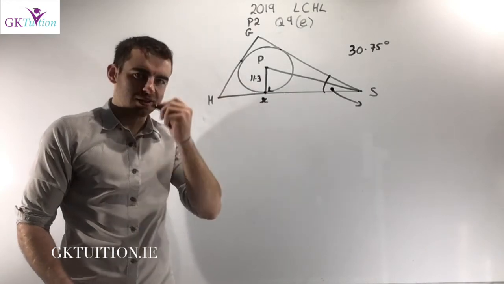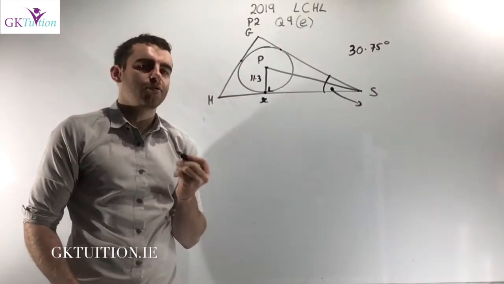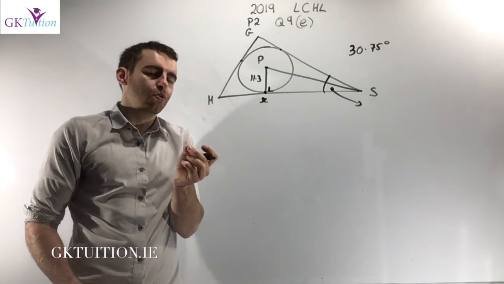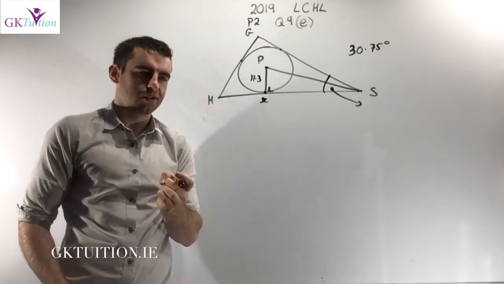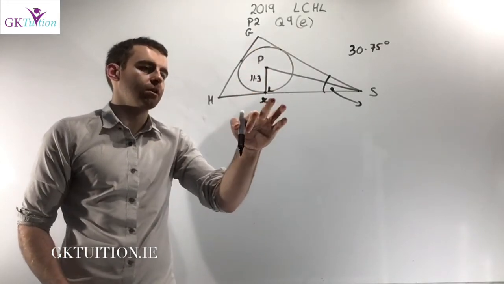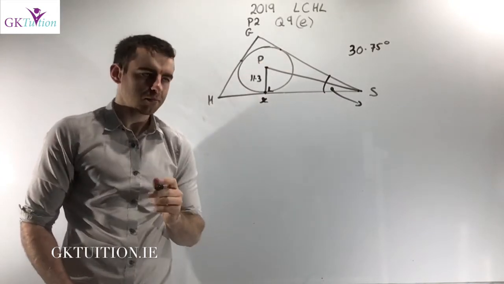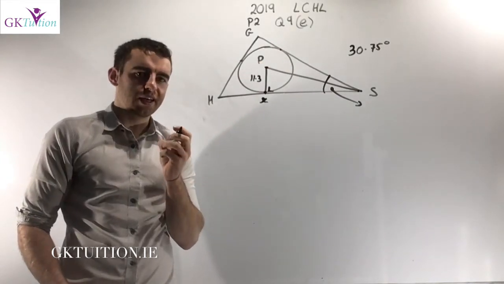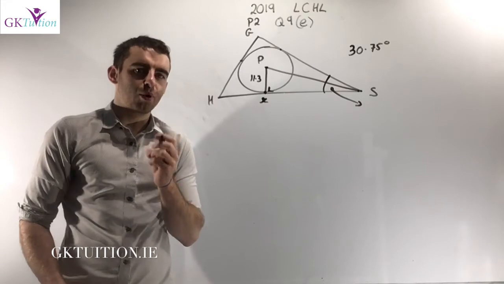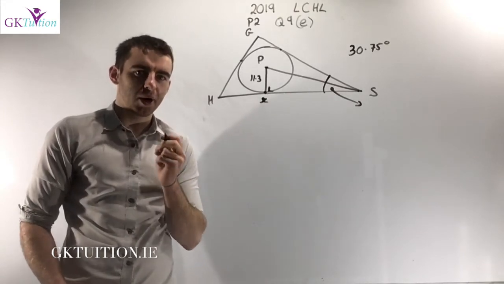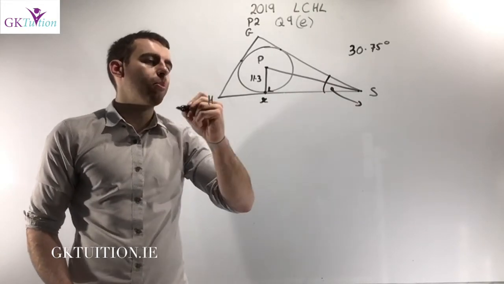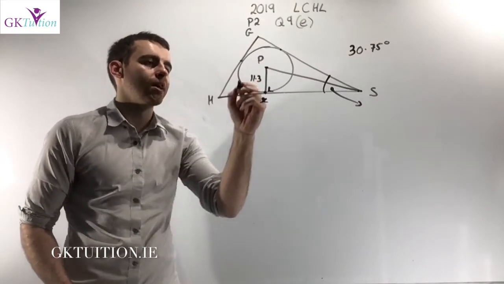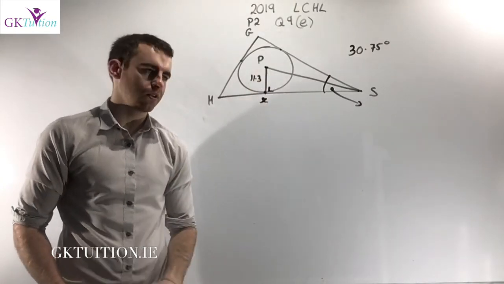It's a circle inside a triangle. You should remember from your constructions that one of our constructions is to construct an incircle, a circle inside a triangle that touches all three sides. In order to construct the incircle, we need to find the point of intersection of the angular bisectors. In other words, we bisect all three angles and the point where they meet is the center of the circle.